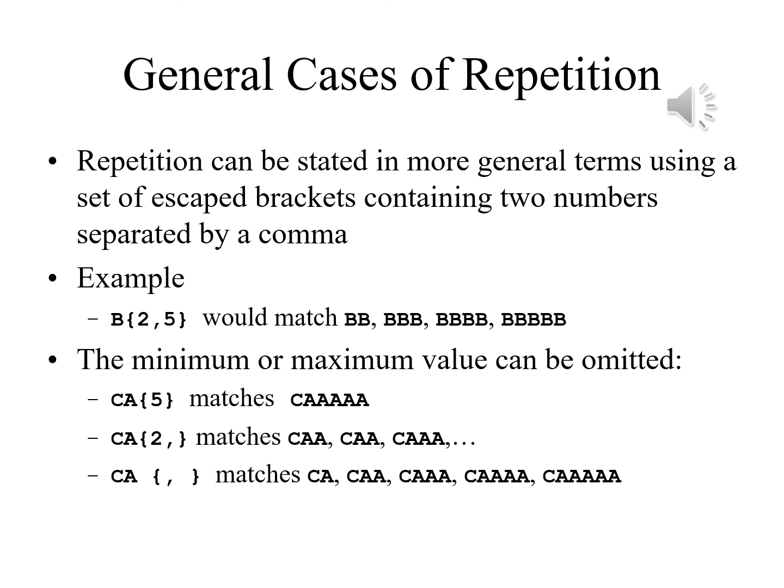The minimum or maximum value can be omitted. So CA with 5 in braces matches up to a C followed by A. CA and in braces 2 comma will match up to CAA, CAAA, CAAAA, and so on. If there are no numbers inside the braces, but just a comma, then you can have as many C's and many A's as you would want.